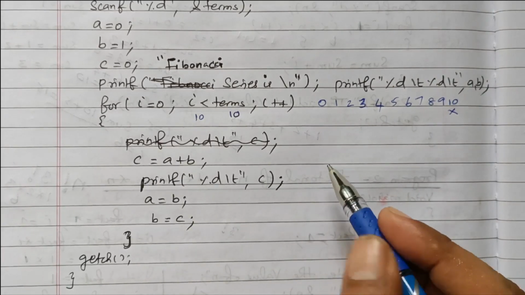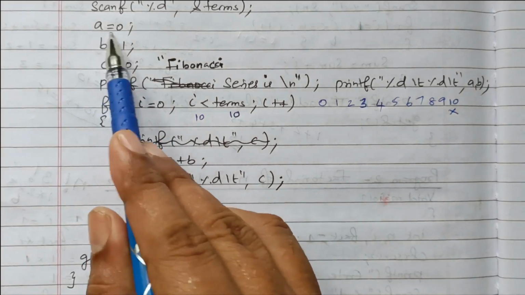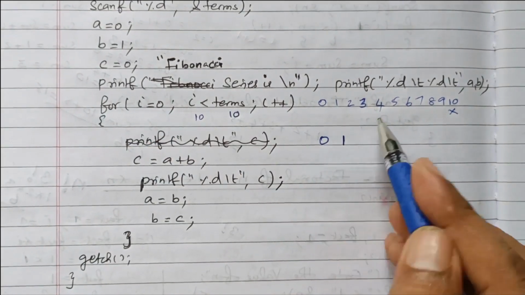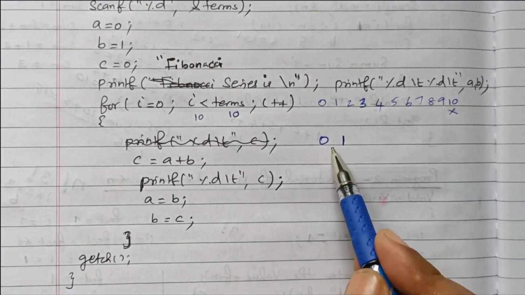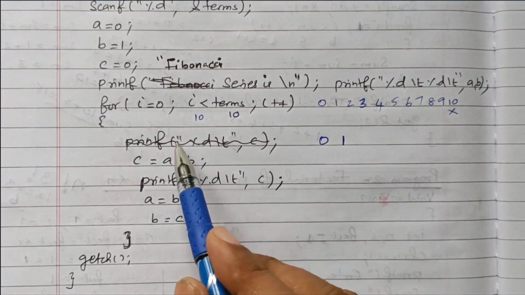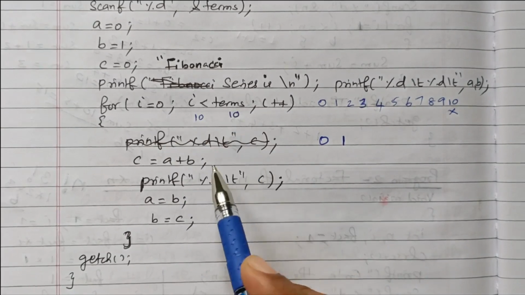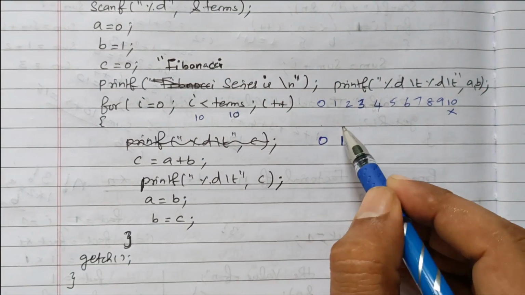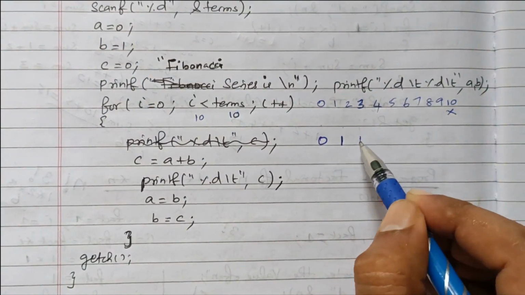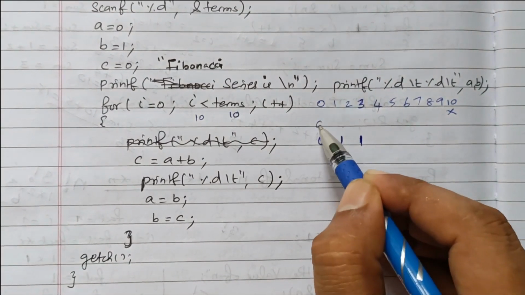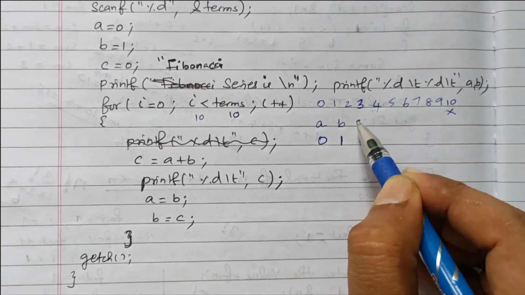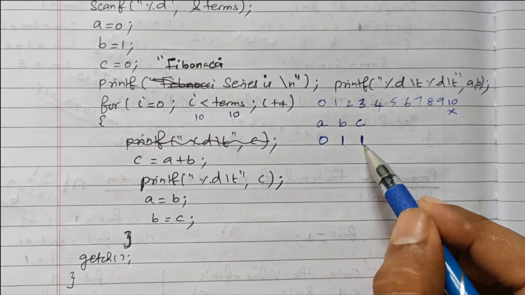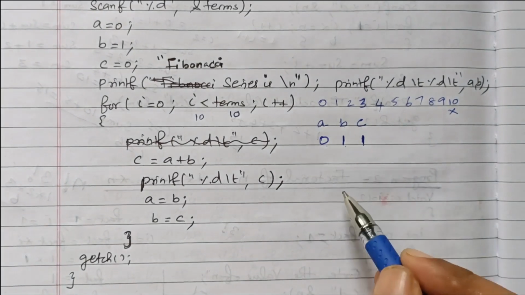Now we'll see the example, right? Now A equal to 0, B equal to 1. A is 0 and B is 1, and those we already printed, 0 and 1 with a tab. Let us consider the number of terms is 10. What is C? C equal to A plus B. So 0 plus 1 will become 1, right? Initially A is 0, B is 1, and C is nothing but A plus B, which is 1.